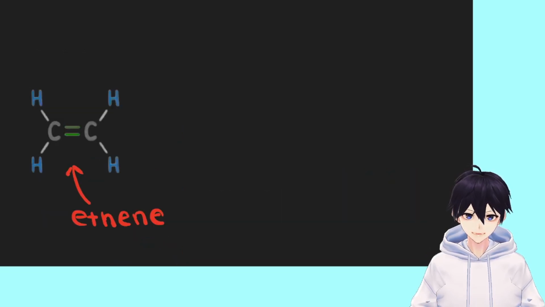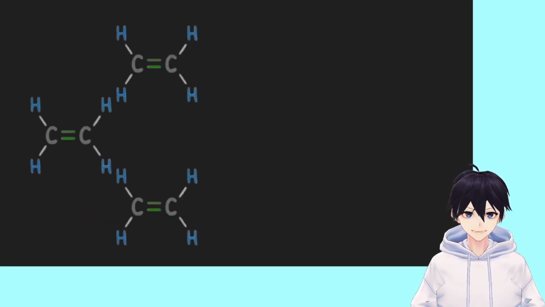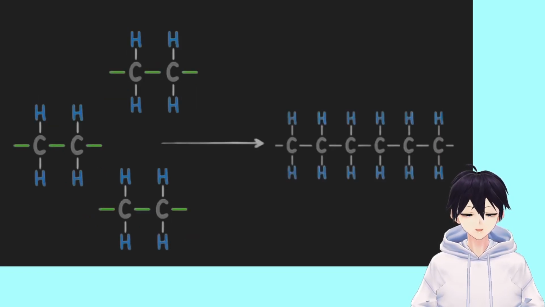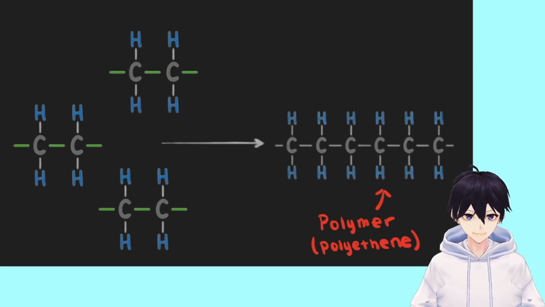Using an example of ethene here as the monomer, this is how the process works. If we have multiple of these monomers and we want to combine them into a polymer, first the double bonds all open up so they can form bonds with each other. Then they become one giant molecule. This giant molecule is a polymer.